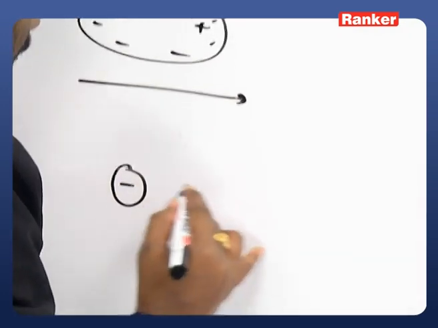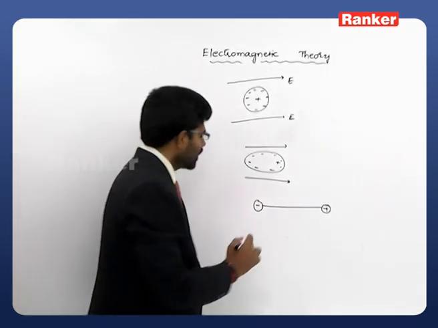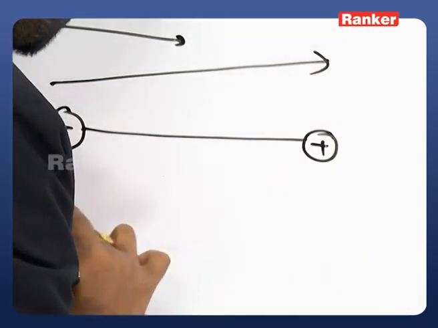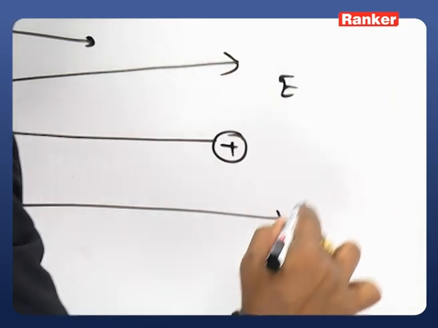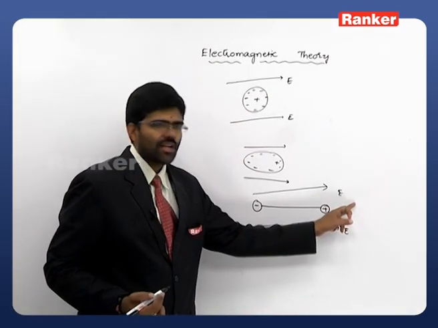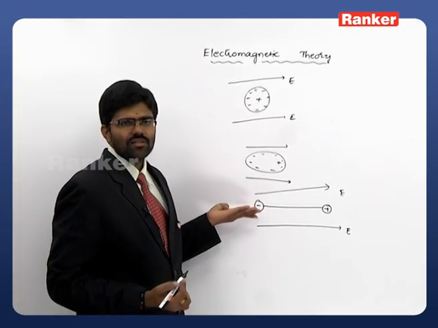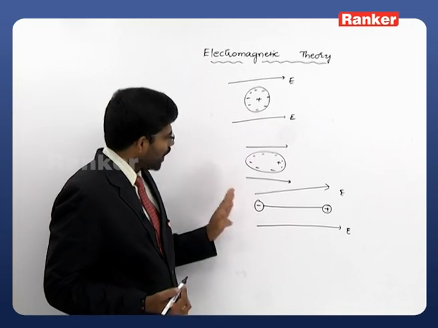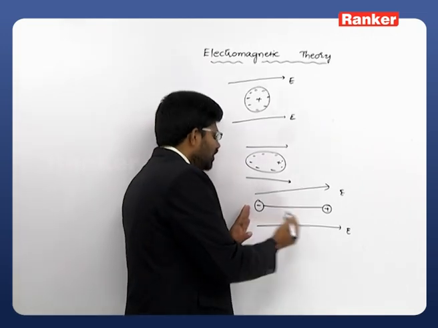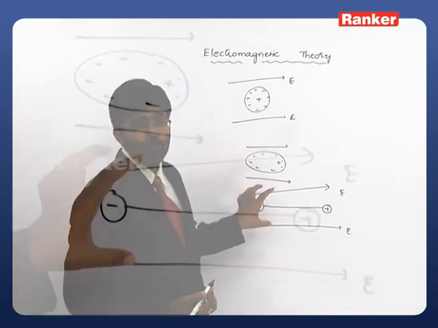Let us say this is our negative charge and this is our positive charge. Clearly observe that the positive charge will move in the direction of the electric field intensity, and the negative charge will move away from the electric field intensity direction, right? So clearly you can observe these two charges are of the same magnitude. This particular phenomenon is called polarization.